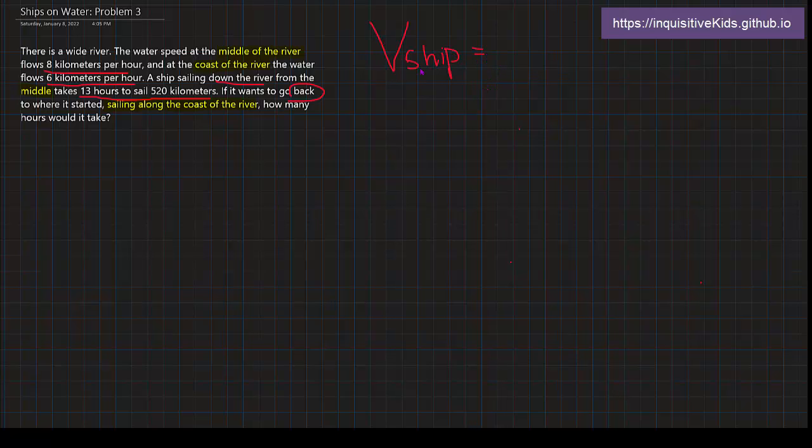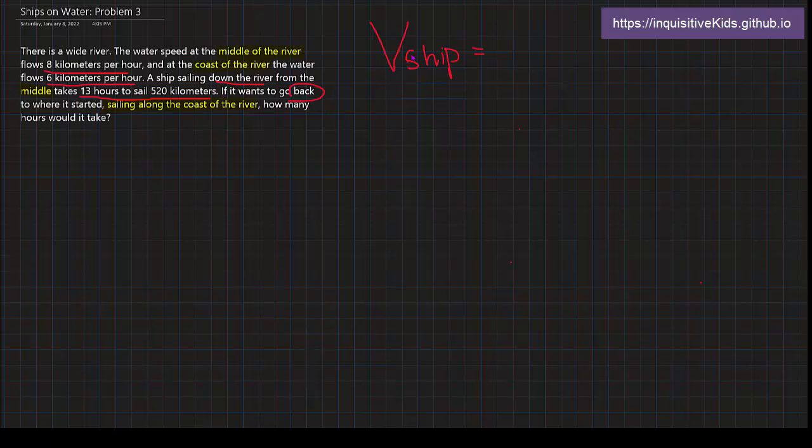But the velocity of the ship is unknown. So what is the equation to find the velocity of the ship in still water? That's right, you got it. It is either the going downstream velocity subtract the water speed, or the water speed plus going upstream speed. But right now we only have going downstream.